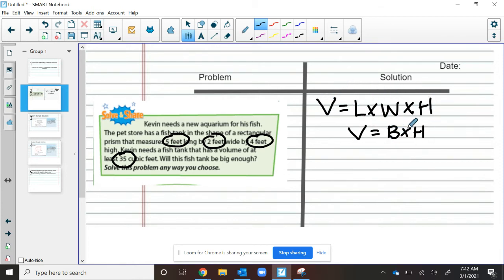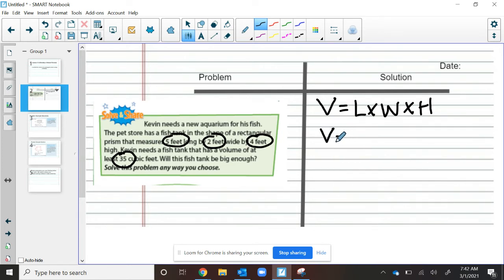But just know that if you do see base times height, the length times the width is going to get you something very similar to the base. But we're going to stick with this one for today, because they gave us all of the information that we need. So what I like to do, I always make sure that I write my formula ahead of time, always. I just write it out every time so I know exactly what it is. And then I can go in and plug in my numbers.